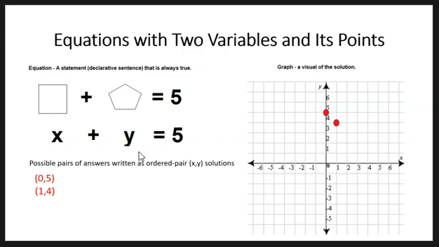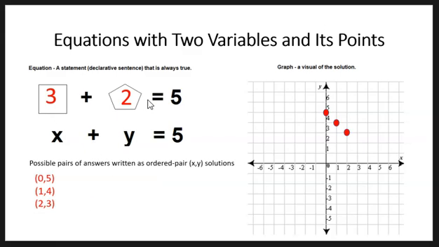Another possible pair that when you add is equal to 5 is 2, 3. So order matters, 2 first, 3 after. So 2, 3, the pair, when you add it up, is 5. When you put it in the graph, the point lines up with 2 on the x and 3 on the y. Another possible pair will be 3, 2.